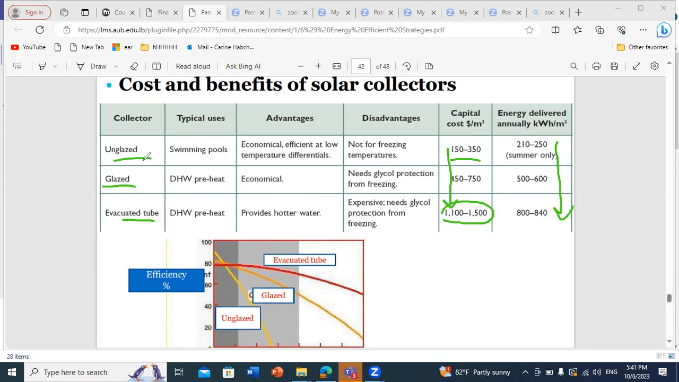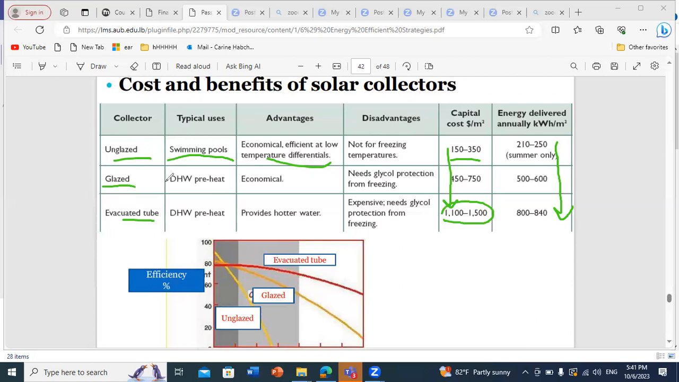So the typical use of unglazed collector is swimming pools. The advantage is that we have high economy, and this system is very efficient at low temperature differentials. So for swimming pools, you don't want to heat to a high extent. This is why this system is highly efficient. Now, the disadvantage is that it cannot be used for freezing temperatures, because you have the risk of freezing water, so you should pay attention in very cold conditions. The system cannot be used.